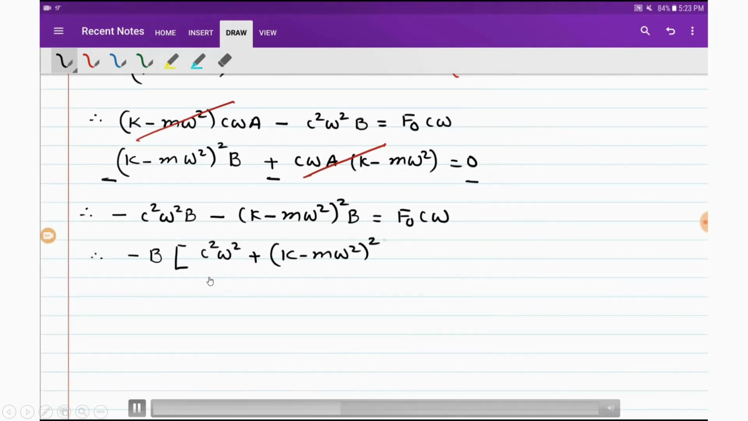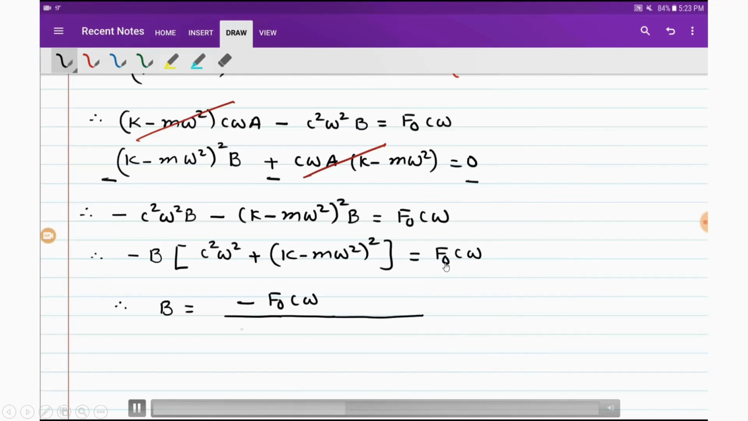Now take b common from this with negative sign. So if you take minus sign also common, this minus minus term will become plus. So it is c square omega square plus this term is equal to f0 c omega. So ultimately one of the constants that we can easily achieve by taking this minus sign also on this side.